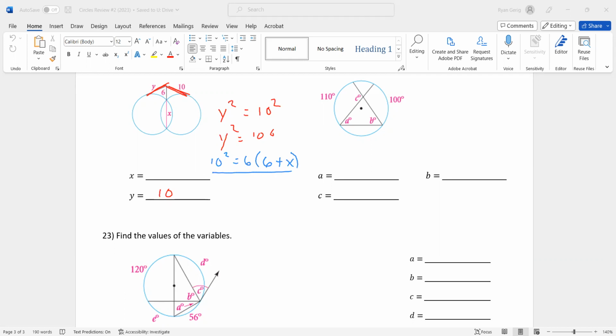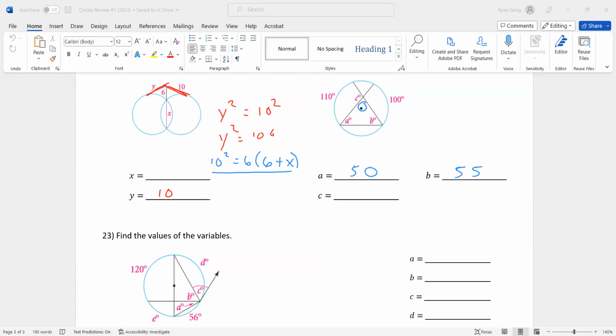All right. Number 22. I see A is an inscribed angle. It's half of the intercepted arc, so A is 50. B is an inscribed angle. It's half of the intercepted arc, so it's 55. Now, C is the hard part. Well, it's not really that hard, but it's a little bit harder than those were. There's a couple ways of getting it. I could figure out that angle by doing 180 minus 50 minus 55.